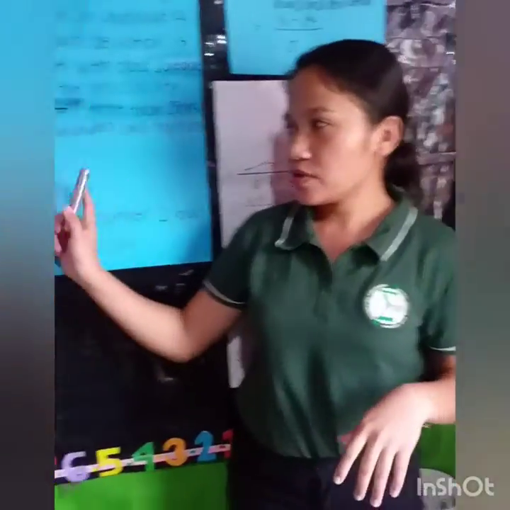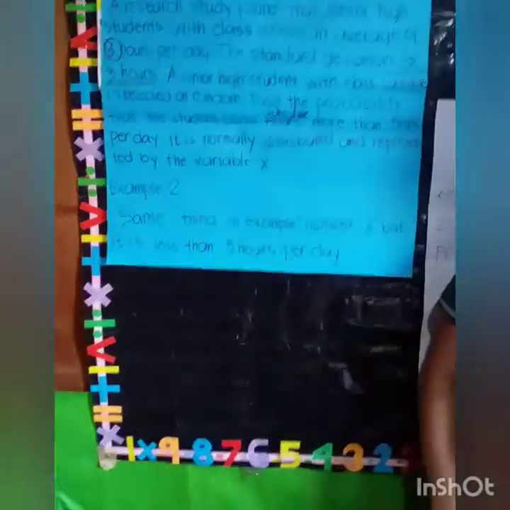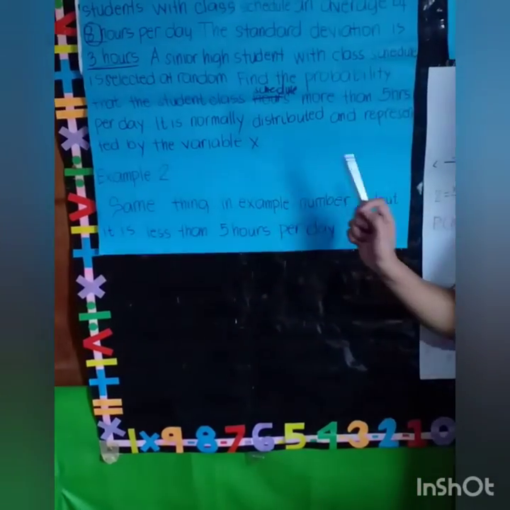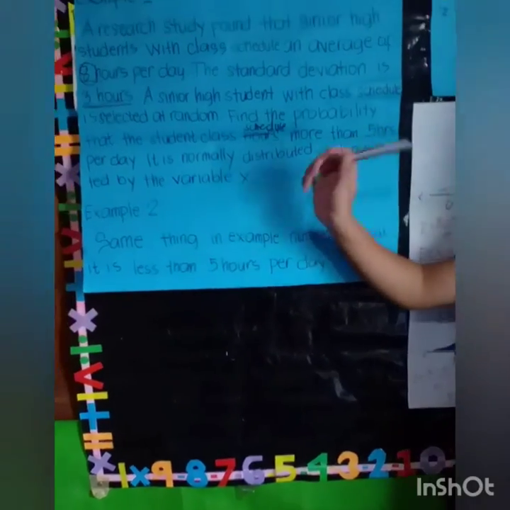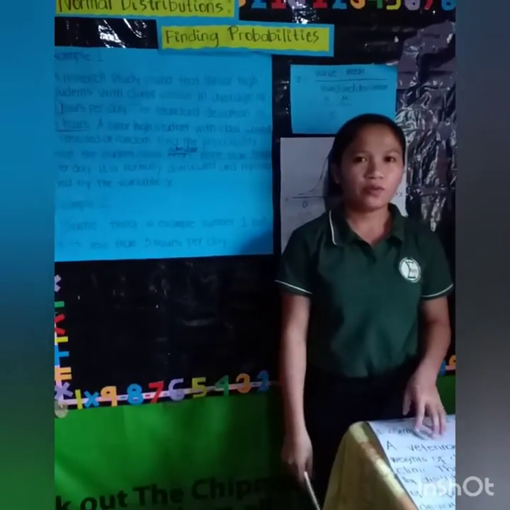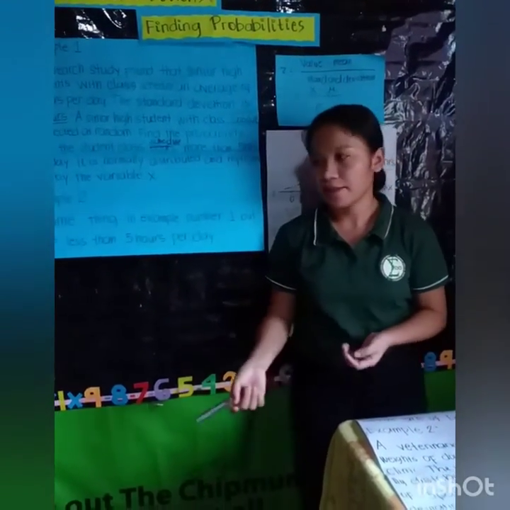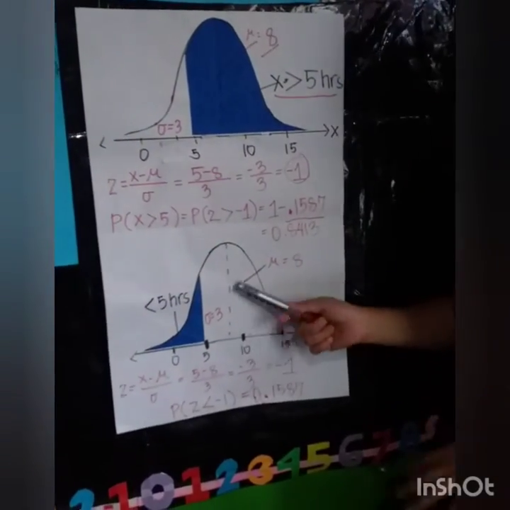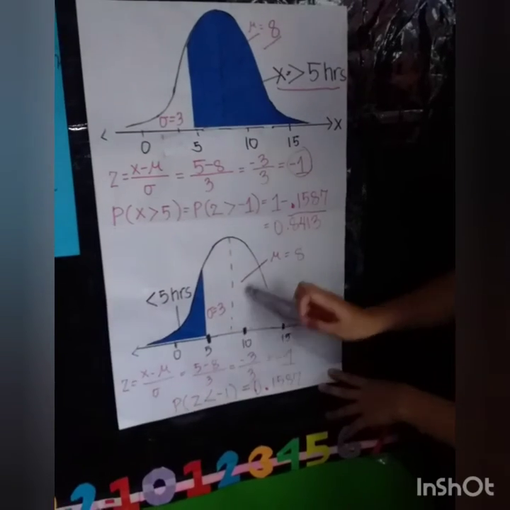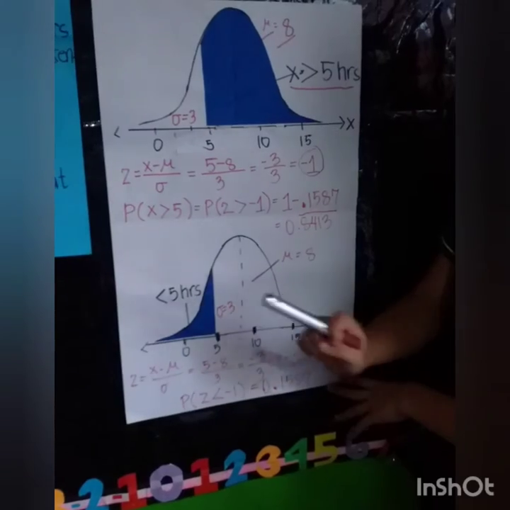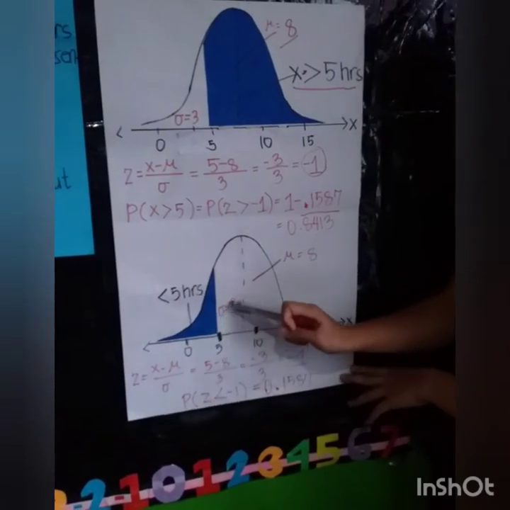Next, we proceed to example number 2. Same as example number 1, but it is less than 5 hours per day. In number 1, it was more than 5 hours, but in example number 2 it is less than 5 hours. Here you can see the difference between them. This is the illustration for example number 2. Our mean is still 8, our x is less than 5 hours, and our standard deviation is 3 hours.